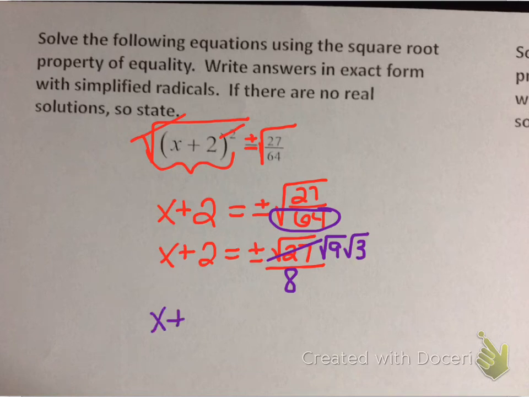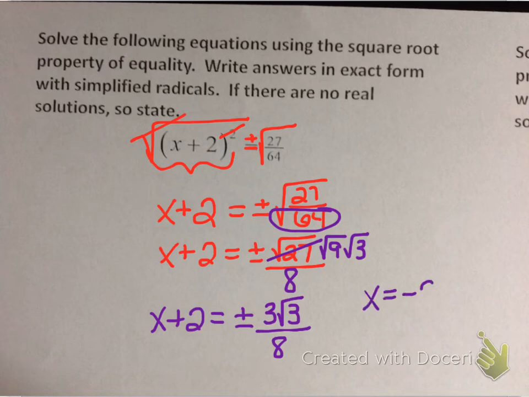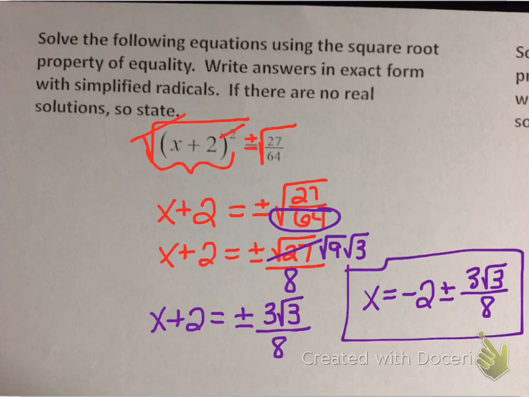So at that point, what I have is x plus 2 is equal to plus or minus, the square root of 9 is 3. And then, of course, that other 3 had to stay inside the radical. And then that square root of 64 had already become an 8. And now I can subtract the 2 to move it over. And so x is going to be negative 2 plus or minus 3 square root of 3 over 8. And remember that you could have put that -2 back behind. That's just fine. Like I said, this is just a preference of mine.